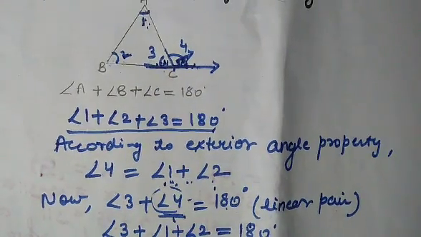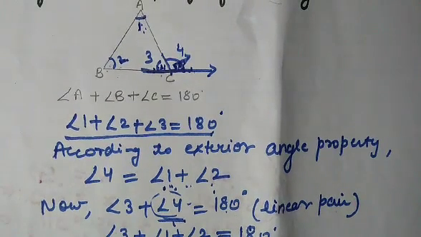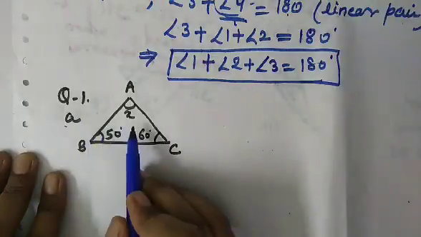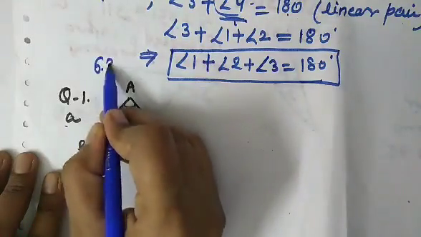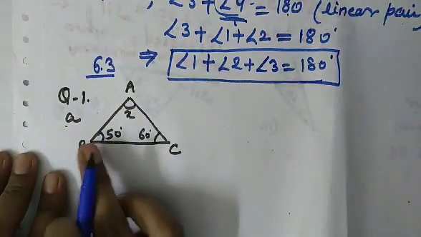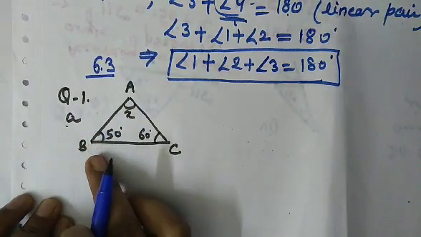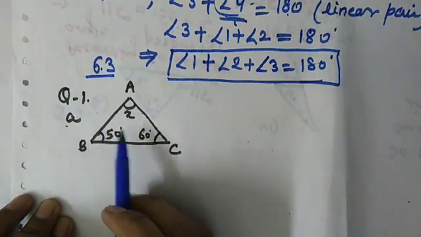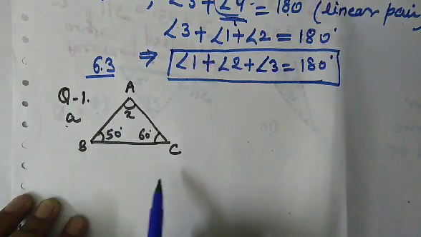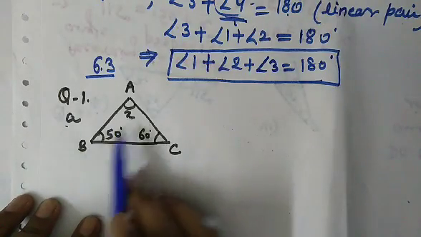Okay, so our next exercise, exercise 6.3, is related to this concept only. So let us discuss questions related to this concept. So question number 1 of exercise 6.3, part A, I am taking. You have to find the value of the unknown angle x in the following diagrams. Okay, we have to find the value of x.